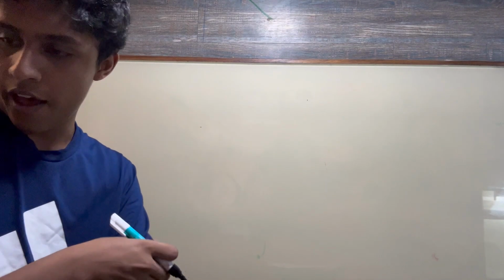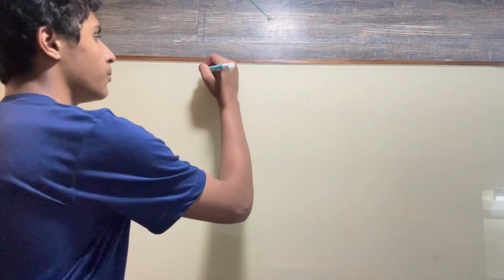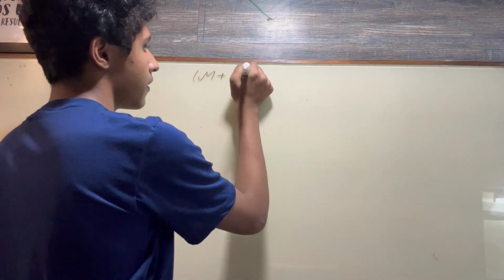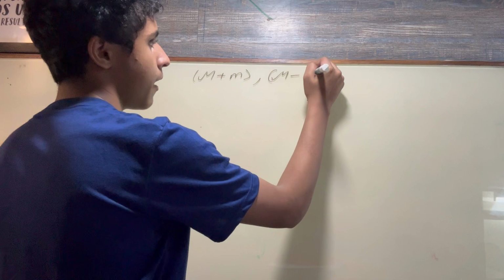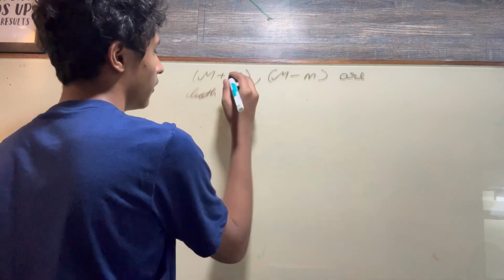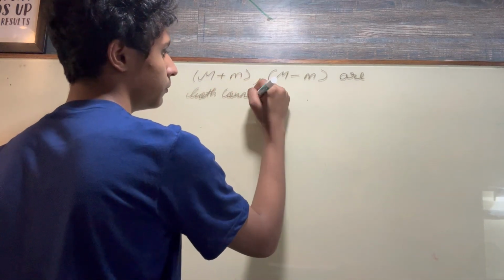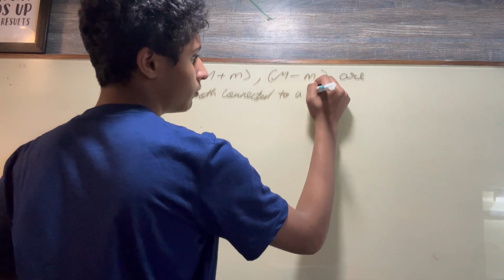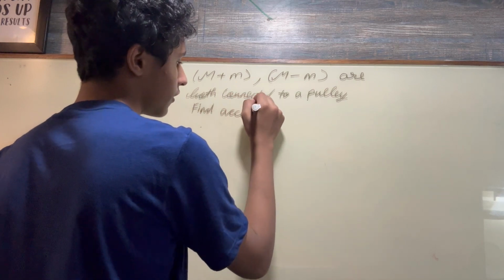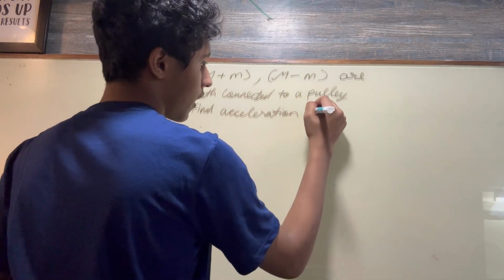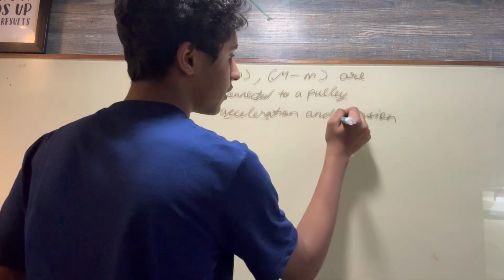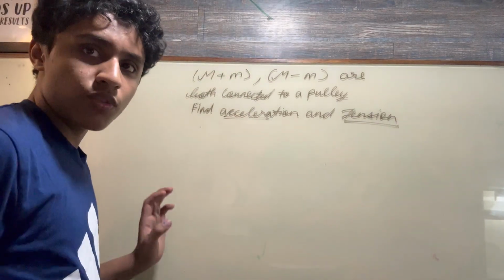Let's say I have two masses, M plus m and M minus m, both connected to a pulley. Find acceleration and tension. So the first thing we have to do is draw the diagram.